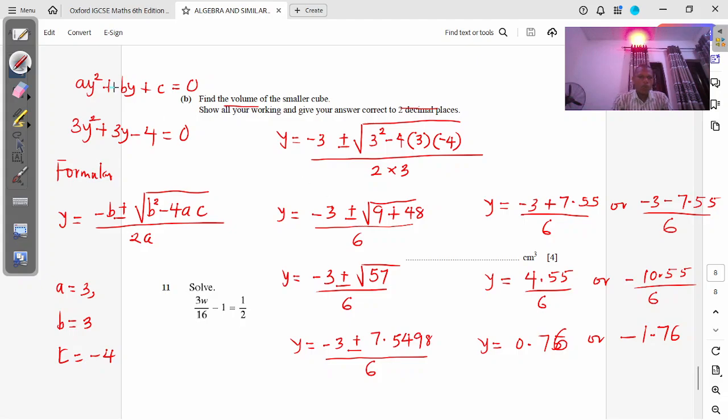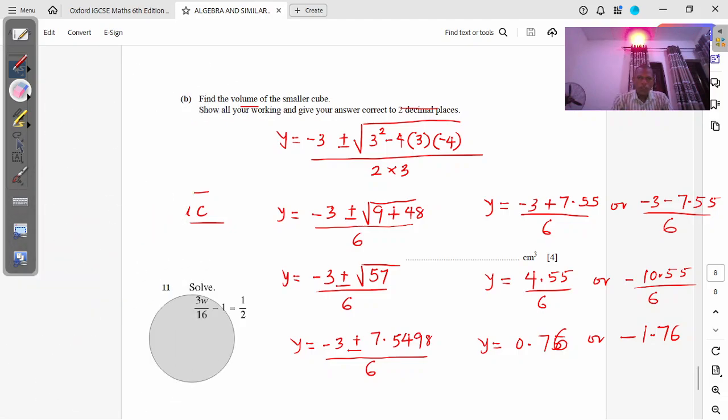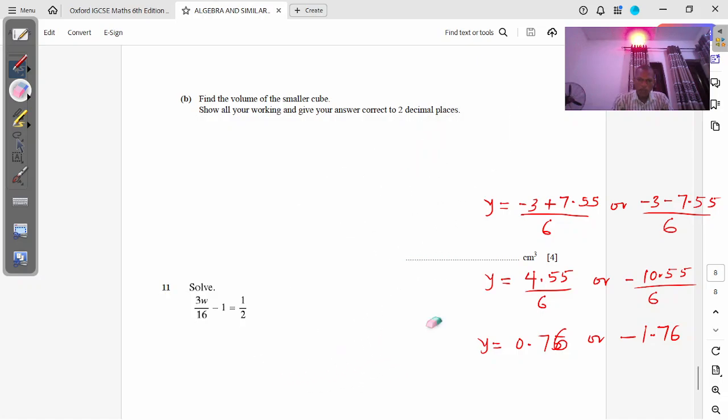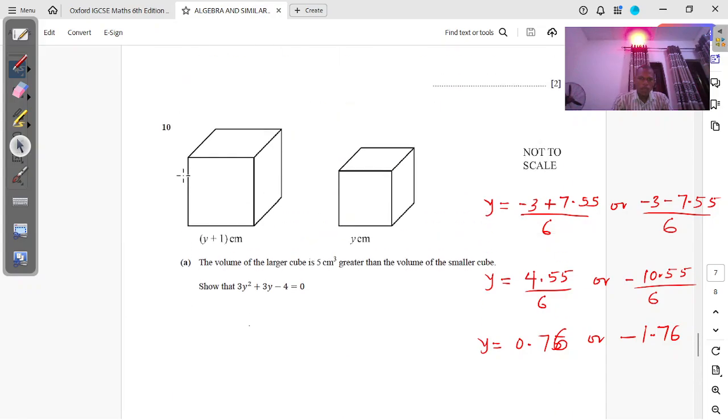But don't forget, it says find the volume of the smaller cube. So we cannot stop here because we are asked to find the volume of the smaller cube. After getting the value of y, don't forget the side length of the smaller cube is y, which means the expression for the volume of the smaller cube is volume equals y cube.